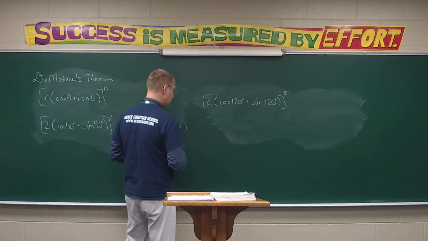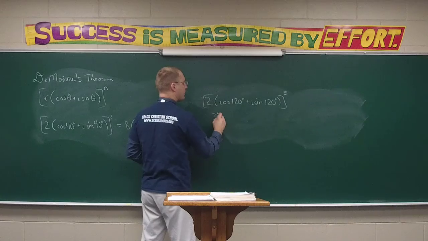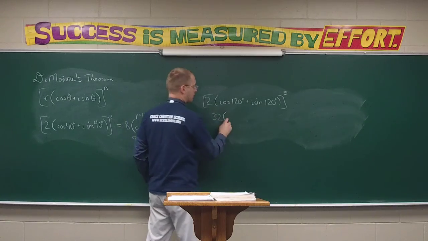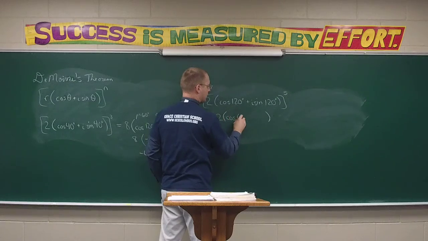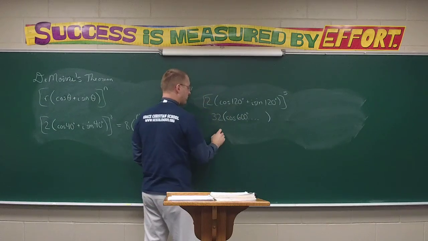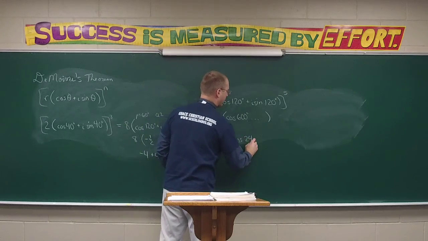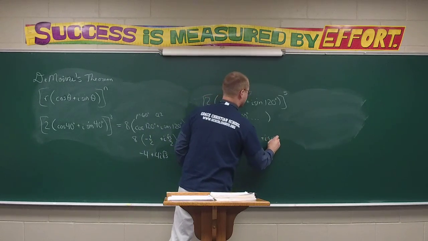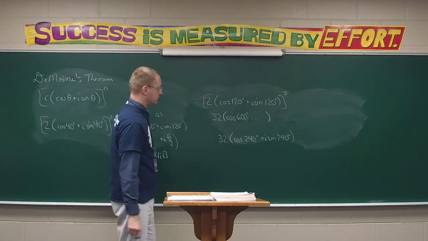I raised the 2 to the 5th power and got 32. Then I multiplied the 120 by 5 and got 600. But then we have to subtract 360 from it. So we really end up with 32 times the cosine of 240 degrees plus i times the sine of 240 degrees. All right. Then we convert to the standard.